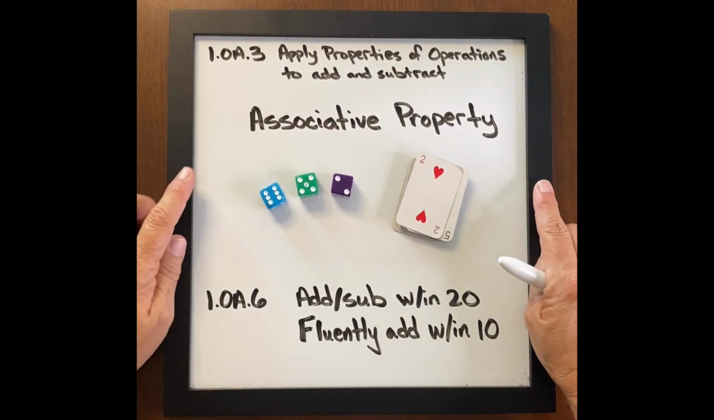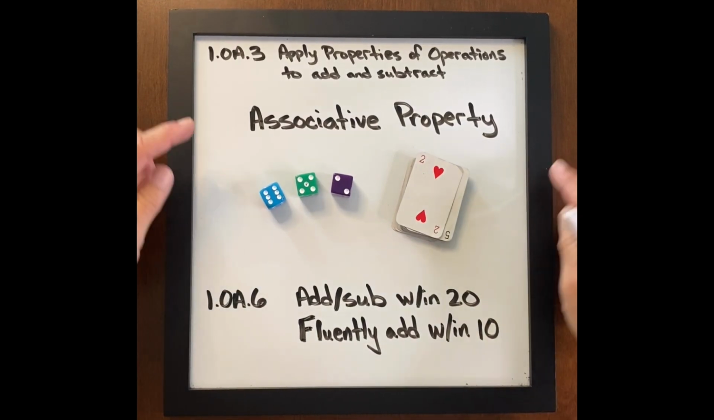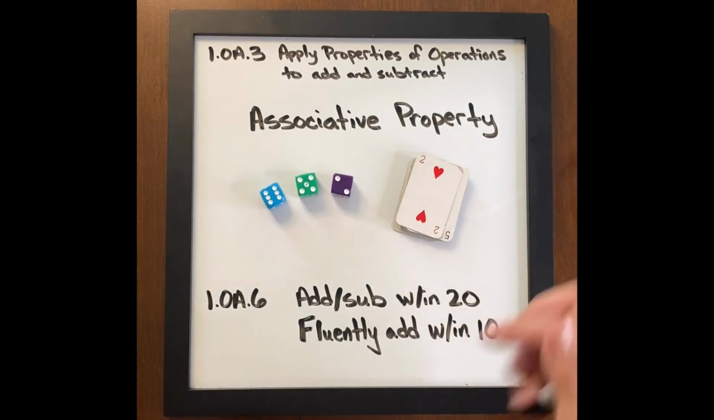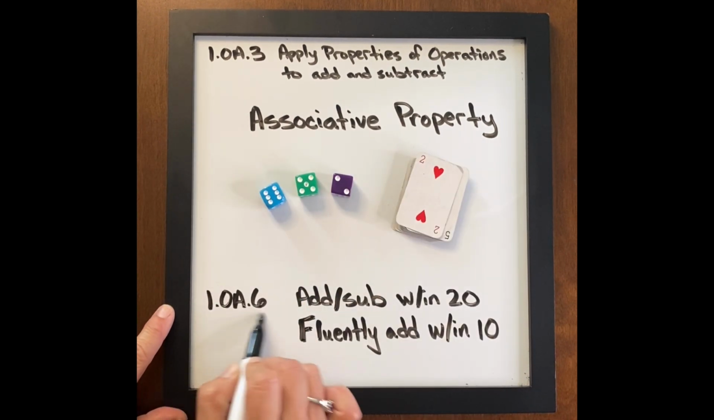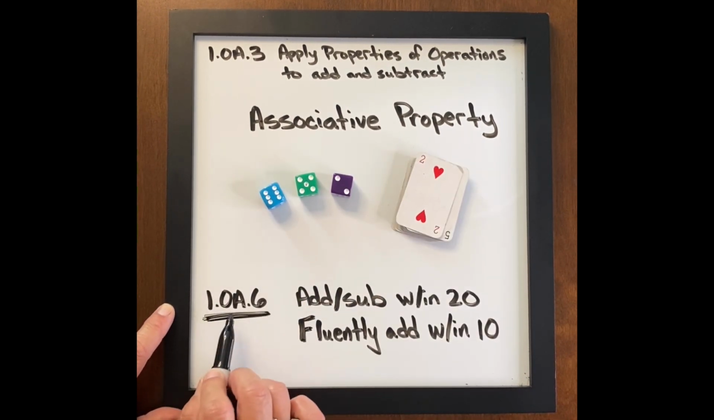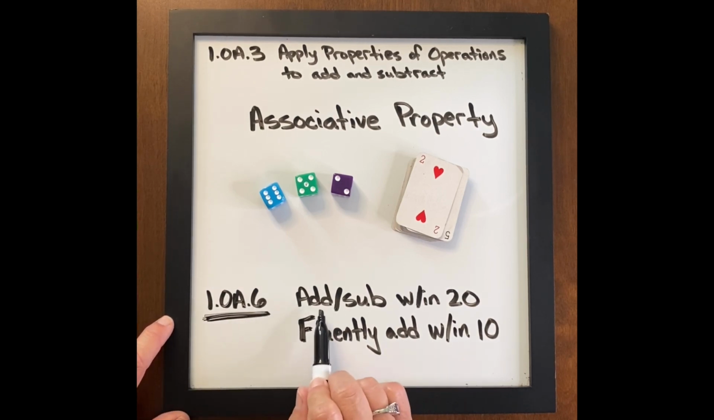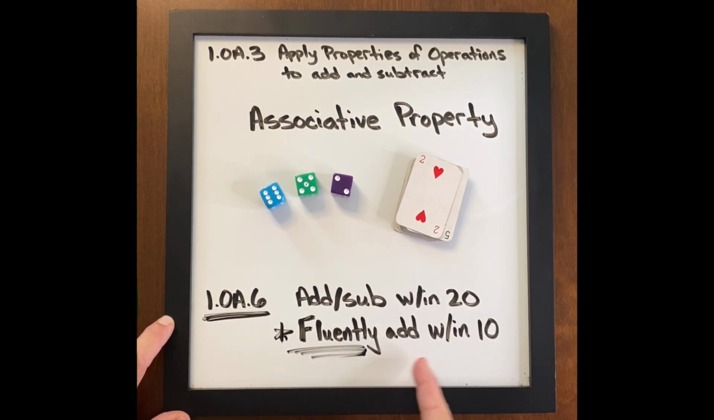Let's add upon what we know about adding numbers together using the associative property. Here we have a first grade standard, OA3, where we apply the properties of operation. Here we're applying the associative property. And this feeds really nicely into another first grade standard that is very important, OA6, which is about adding and subtracting within 20, and especially fluently add within 10.